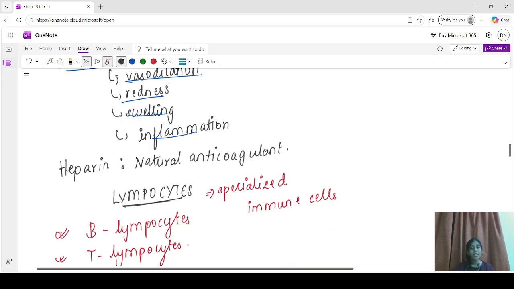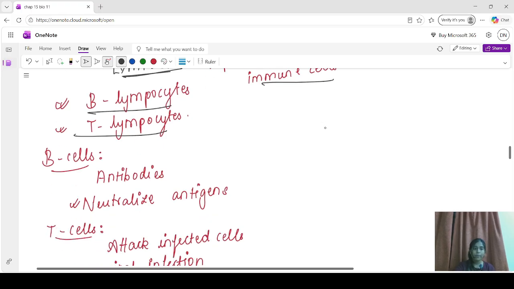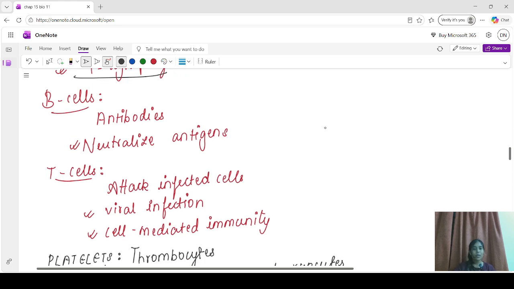Now, what is heparin? Heparin is a natural anticoagulant, and it prevents unnecessary clot formation inside the vessels. Now let's see lymphocytes. There are two types of lymphocytes, that is B lymphocyte and T lymphocyte, that are specialized immune cells. Now let us see what B cells are. B cells produce antibodies and neutralize the antigens.